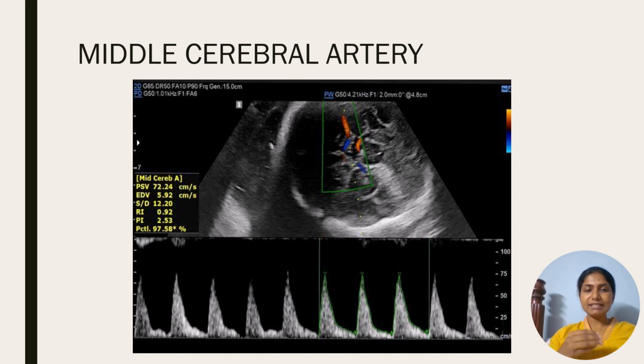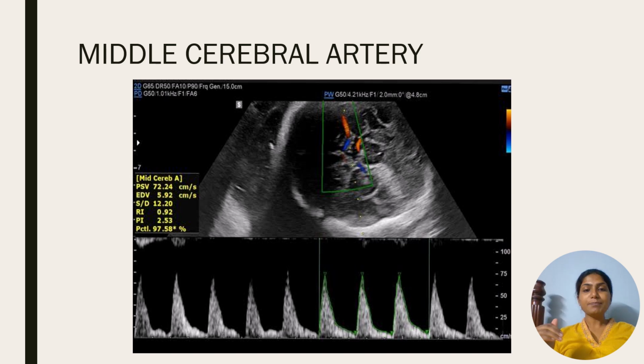Next, we move on to the middle cerebral artery. Why have we selected the middle cerebral artery? Because this is the artery which has the maximum flow rate into the cerebral circulation. How do we measure? First, we focus on the BPD plane. Then we move the transducer such that we focus on the base of the skull. Then we switch on the color flow and we see the middle cerebral artery. We identify it and place the pulse Doppler over it. Then we get a beautiful waveform.